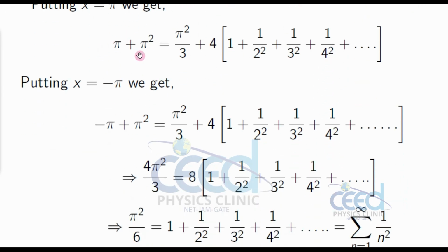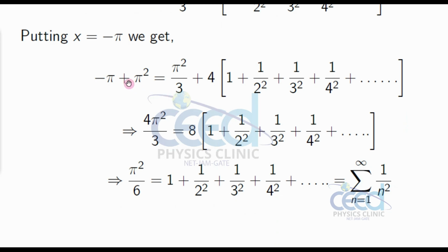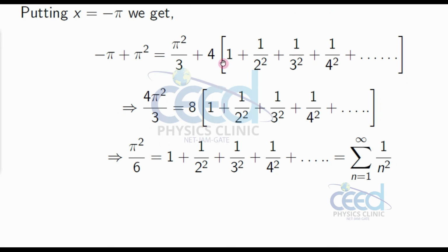Now what I am going to do is add these two. If I add, I have -π + π, which is 0. Here we have 2π², and on the other side 2π²/3. This term will double, that means 2 into 4, which is 8, into 1 + 1/2² + 1/3². Now the 2π² and 2π²/3 terms we take and simplify, then we have 4π²/3, which is equal to 8 into this.